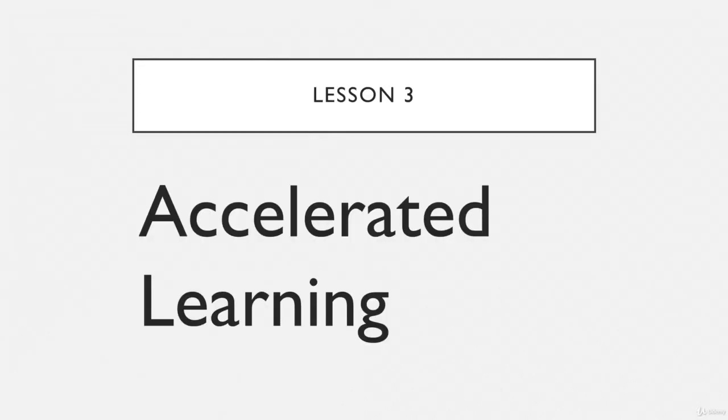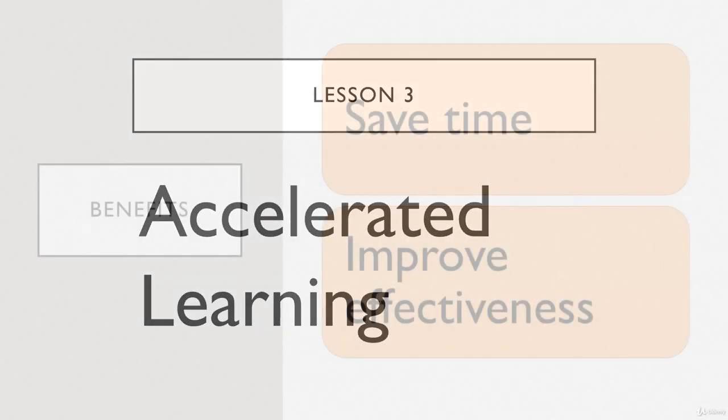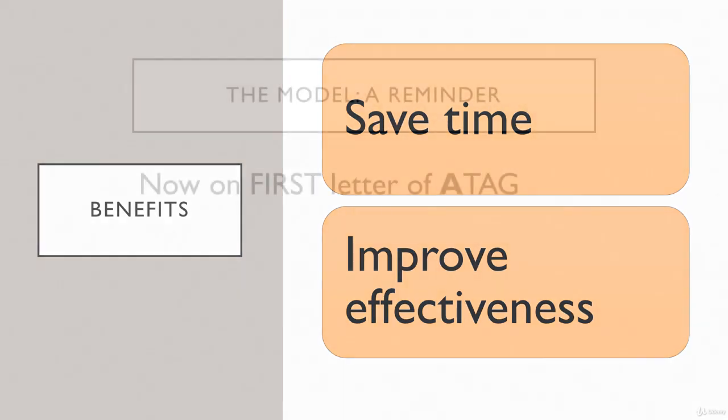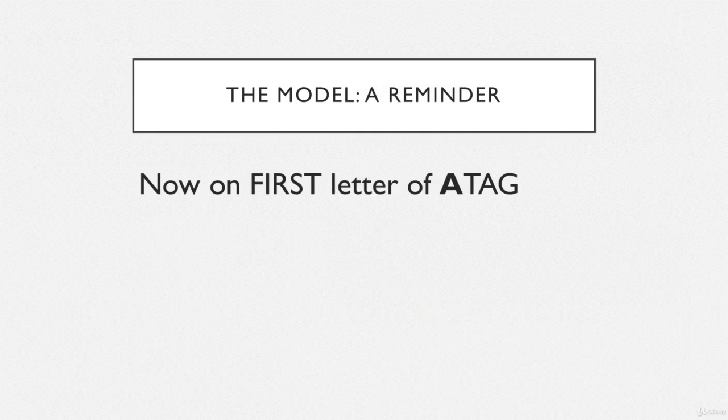Lesson 3, accelerated learning. So the benefits, well, if you're going to learn faster, you're going to save a lot of time and you're actually going to learn better. The kind of motivation and inspiration you get from accelerating your learning tends to improve the depth, the memory, the absorption, and the usefulness to you of that knowledge over time. So we're now entering the first letter of the ATAG model, the model on which this course is based. So we're going to be looking at acquiring or absorbing knowledge.